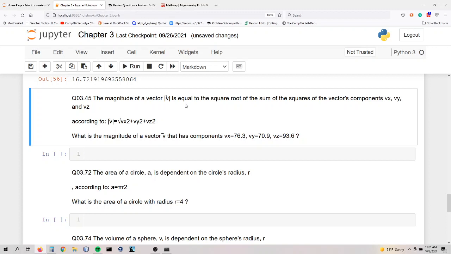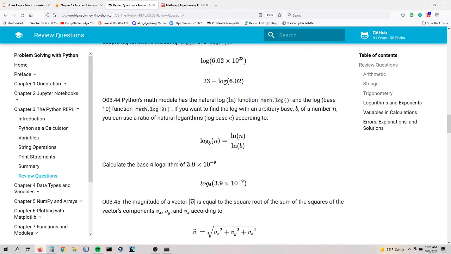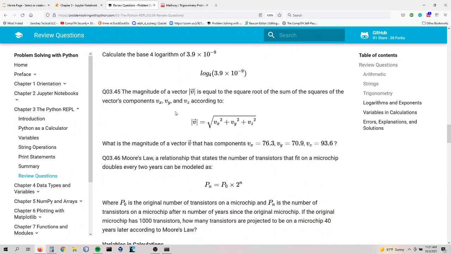The magnitude of the vector is equal to the square root of the sum of the squares of the vector's components, Vx, Vy, and Vz. Let me read it from the book, 3.45. The magnitude of the vector is the square root of Vx squared plus Vy squared plus Vz squared. What is the magnitude of a vector that has the component Vx equal to 76.3, Vy equal to 70.9, and Vz equal to 93.6?